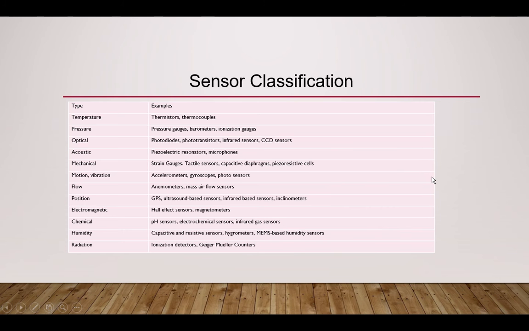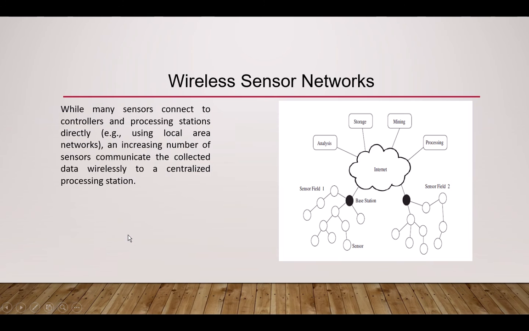Sensor classification. Which sensor should be chosen for an application depends on the physical property to be monitored. For example, such properties include temperature, pressure, light, and humidity. Types and examples: temperature, pressure gauge, optical, acoustic, mechanical, and so on.